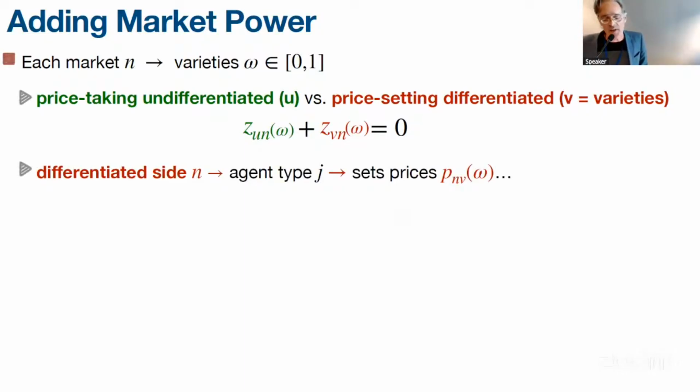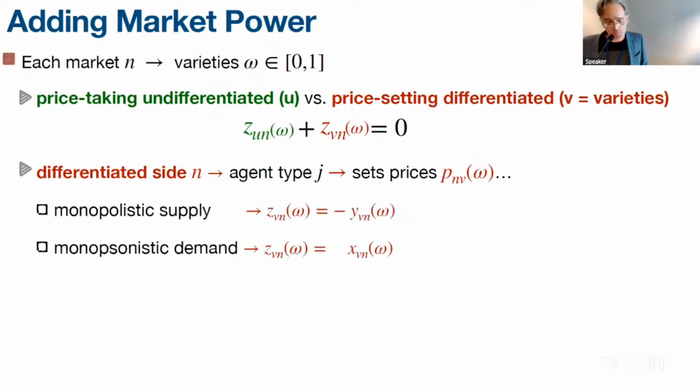And the differentiated side is going to be handled by some agent J. It could be a firm or a household that sets the price of that good. We're going to assign goods to agents that way. Think about the typical case of monopolistic suppliers. In that case, the Z is some minus output that they're selling. But it could also be monopolistic demand.